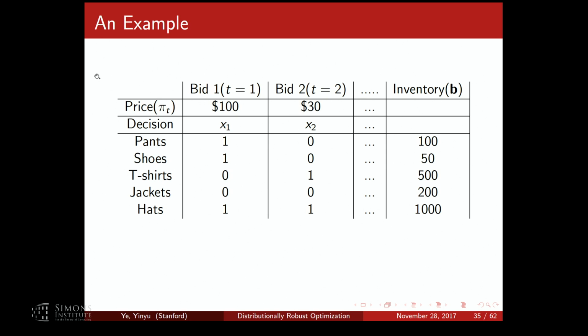Suppose you have some goods to sell. This is how many items you currently have in the store. So the customer comes, in these bid models. He says, I want to buy one pants, one shoes, and one hat. I'm willing to pay $100. Then a second bid comes. They say, I want just one T-shirt and one hat, and bid $30. So you basically ask, should I award these bids or not?